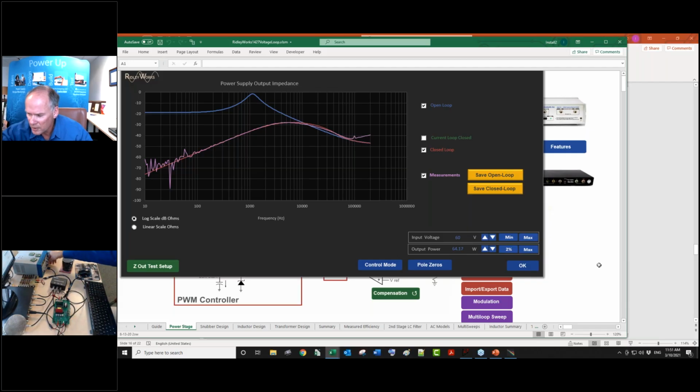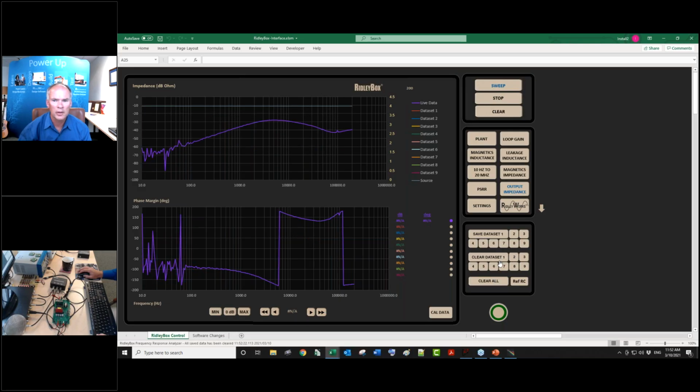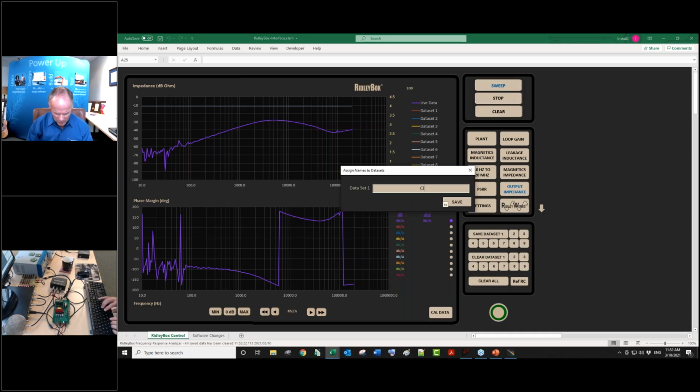Okay, bring it back up again. And we're going to measure it again. Like 50 volts. Okay, back to the box. Let's see if this is going to work. So this is our, let's get rid of data set 1. No, we'll leave that there because we need that one. Sorry, let me clear them all. And then save that data set. This is closed loop.